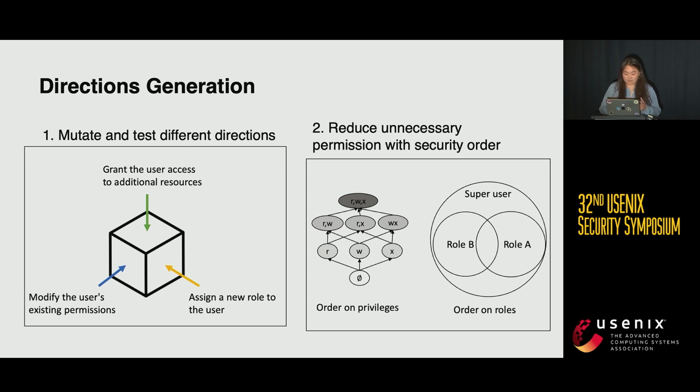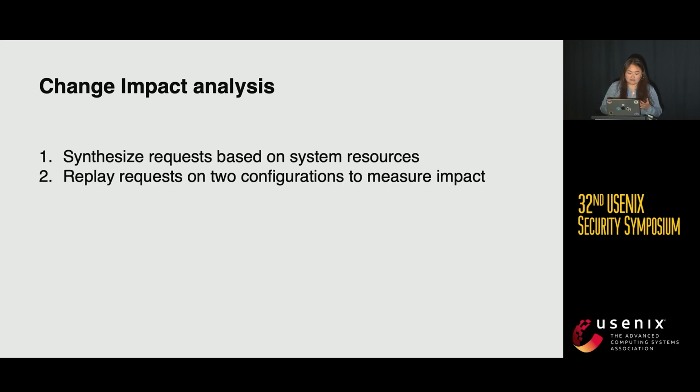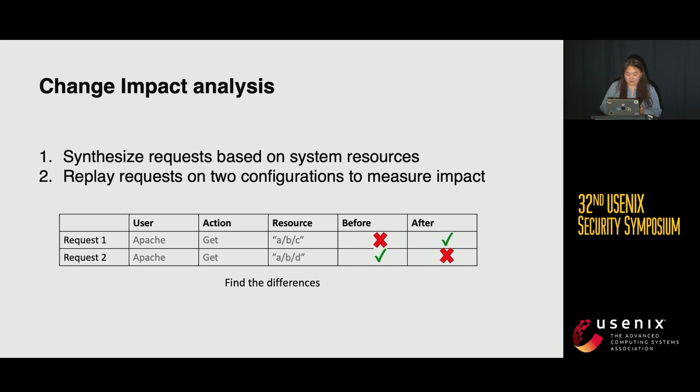But we want to be able to compare them and understand the impact. We introduce change impact analysis. We're trying to synthesize requests based on the system resources, and we want to replay the requests on two different configurations to measure the impact. A report would look like this: we synthesize request one with the user, action, and resource, with before and after, showing how this policy has impacted the global state of configuration, not just the denied resource.